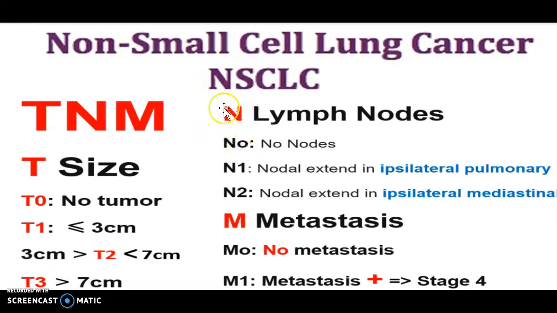N stands for the nodes, the lymph nodes. N0 is no nodes, N1 is nodal extension in the ipsilateral pulmonary nodes, and N2 is nodal extension in the ipsilateral mediastinal nodes. And metastasis is 0 or 1. If you have no metastasis, meaning there are no cancerous cells outside the primary site, then it's M0, and M1 is positive for metastasis, which usually means stage 4 cancer.